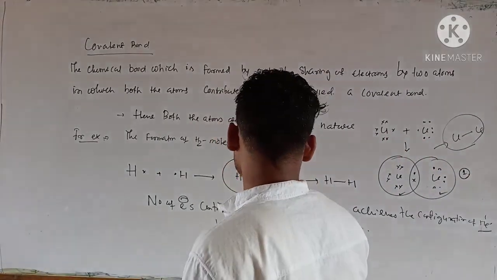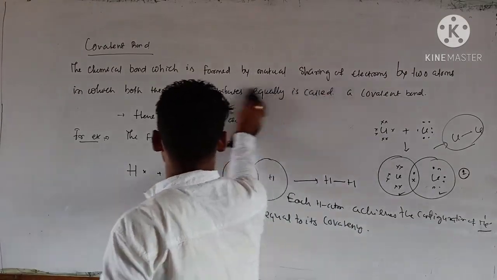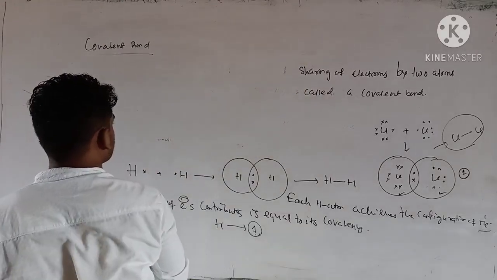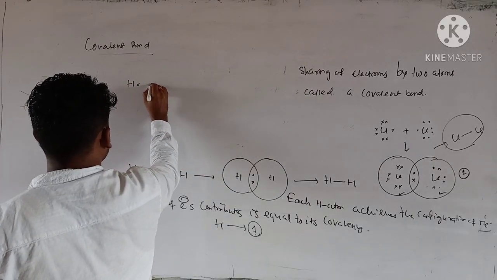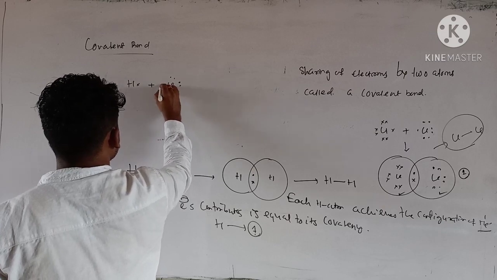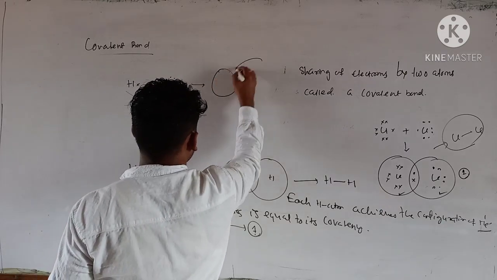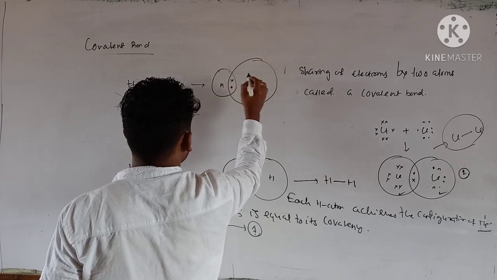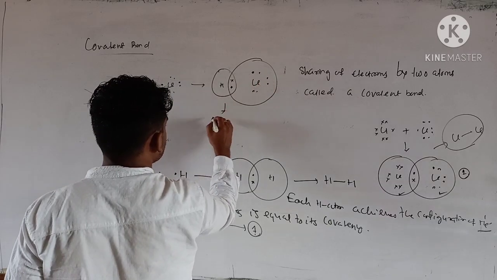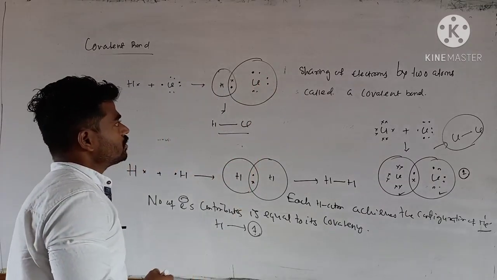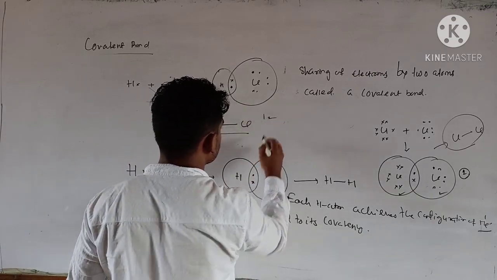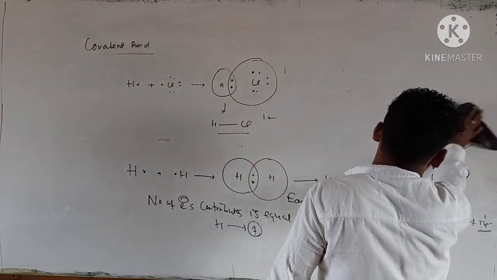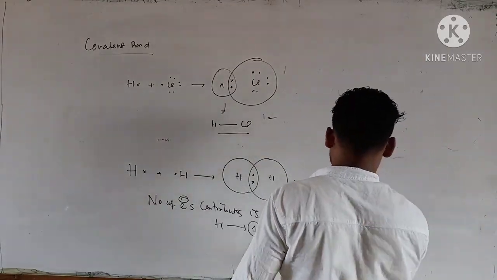If I consider the HCl molecule, then it is easy. For the HCl molecule, this is hydrogen with 1 electron, Cl with 1 electron, so overlapping is there: 1 electron from hydrogen, 1 electron from chlorine. Here you see the formation of the HCl molecule. So each has covalency 1. Clear?